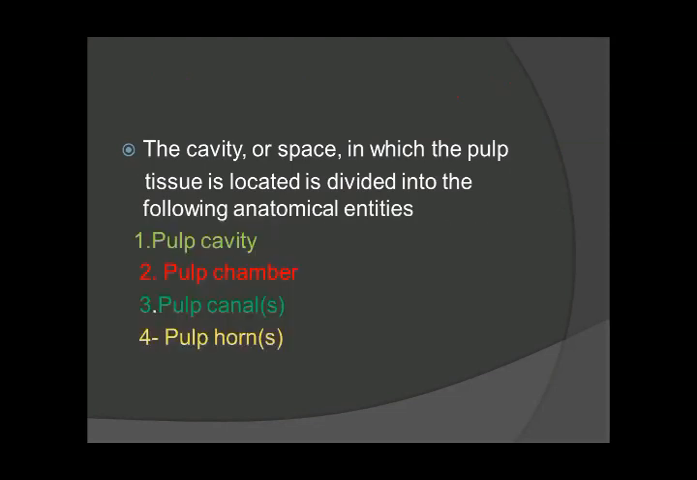The cavity or space in which the pulp tissue is located is divided into the following anatomical entities. Number one is the pulp cavity, second is the pulp chamber, third is the pulp canals and pulp horns.